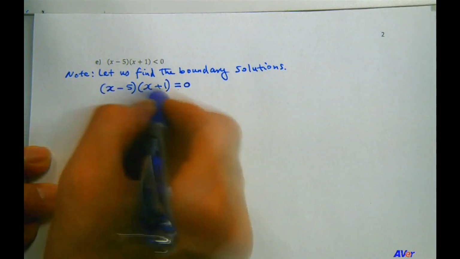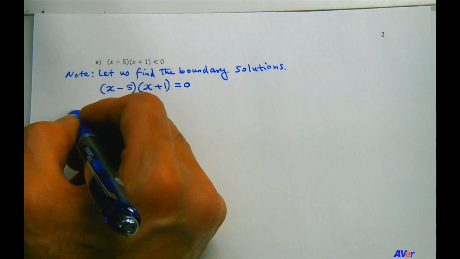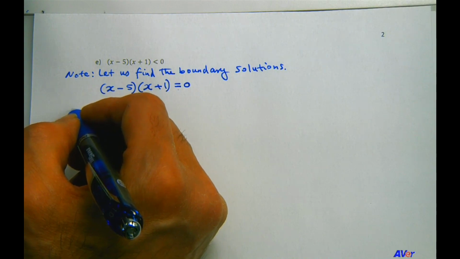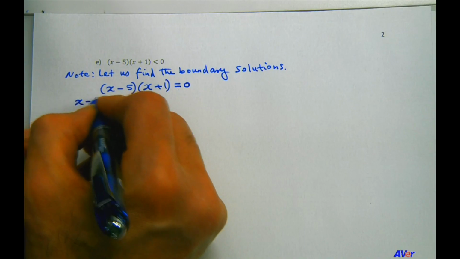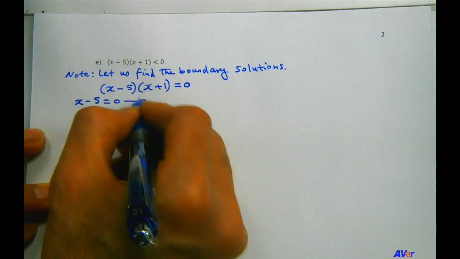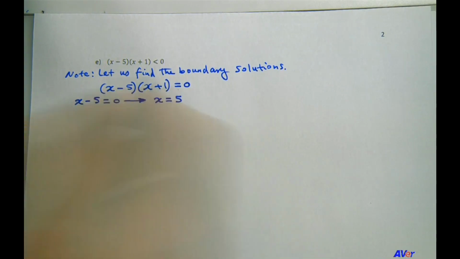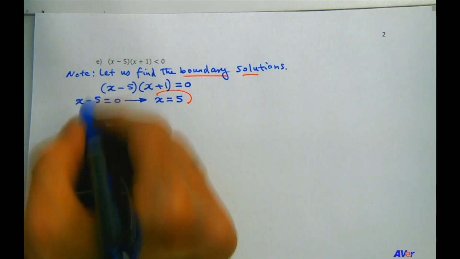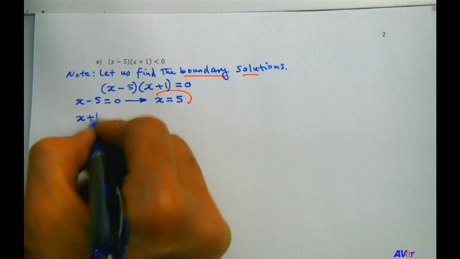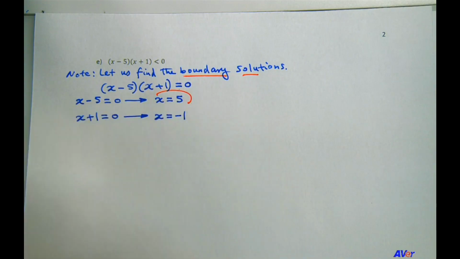Now, using this and the zero product property that we learned about in the last section, 1.6 or 1.5, let's solve this. So we have x minus 5 equals 0. That means that x equals 5. So that's a boundary solution. That's one of them. Then let's find the other one. x plus 1 equals 0. Then x equals negative 1. That's another boundary solution. Okay?